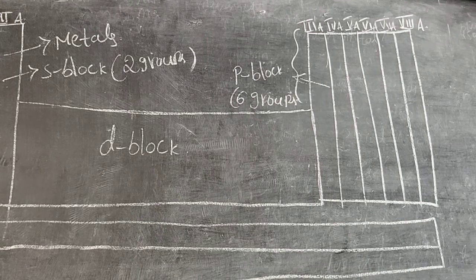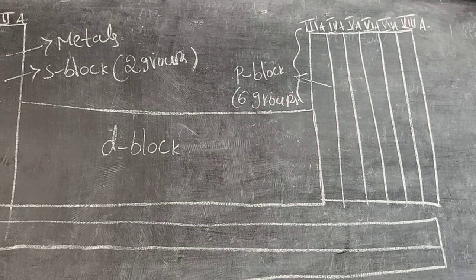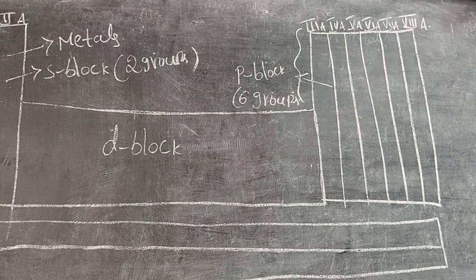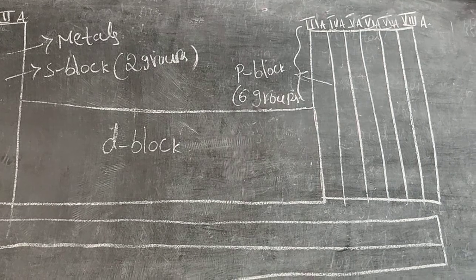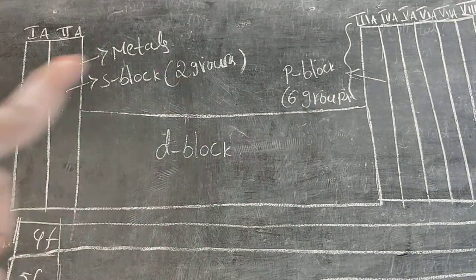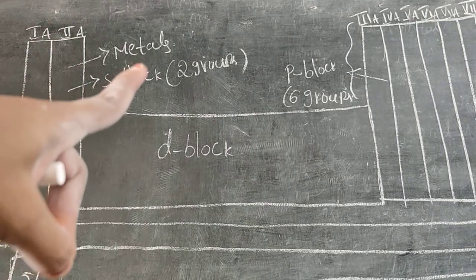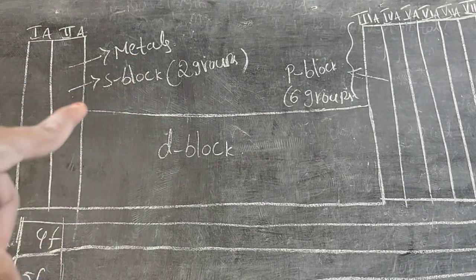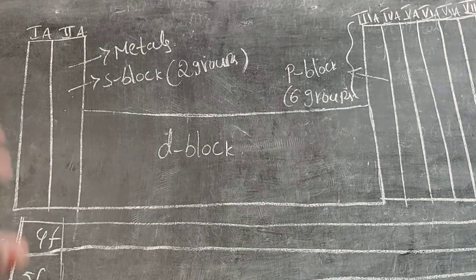What does A mean? Here the groups are again divided into subgroups A and B, for easy recognition of the groups. See, the S block was divided into two groups, first A and second A. And one more point: all the metals are placed in the S block. The two groups are total metals only. There are no non-metals in the S block.